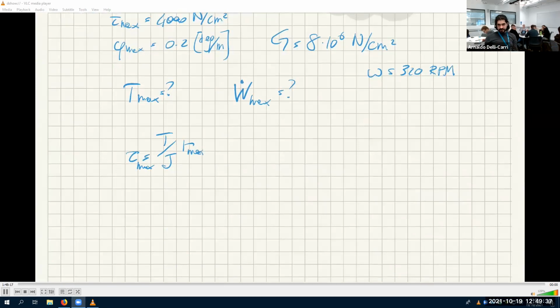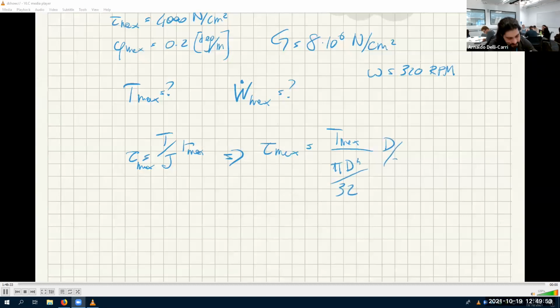Do you agree? So I can rewrite this by saying that tau max is the torque, the maximum torque, divided by J, which is pi d to the power of 4 divided by 32, times the diameter divided by 2. Agreed? So I can simplify this, and this becomes d to the power of 3.